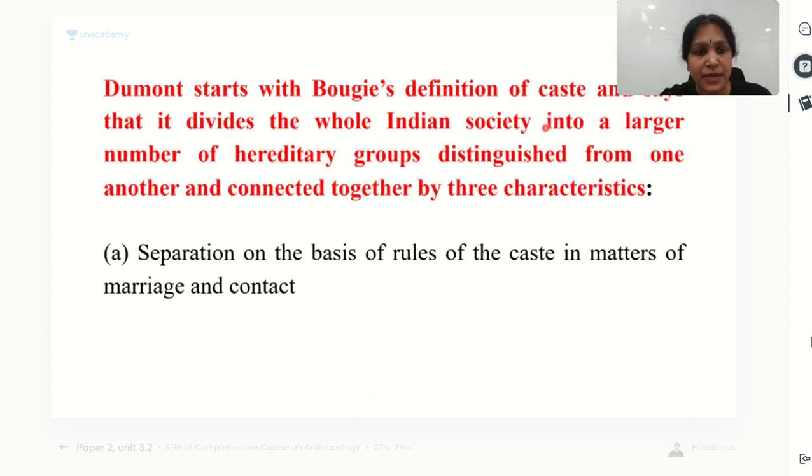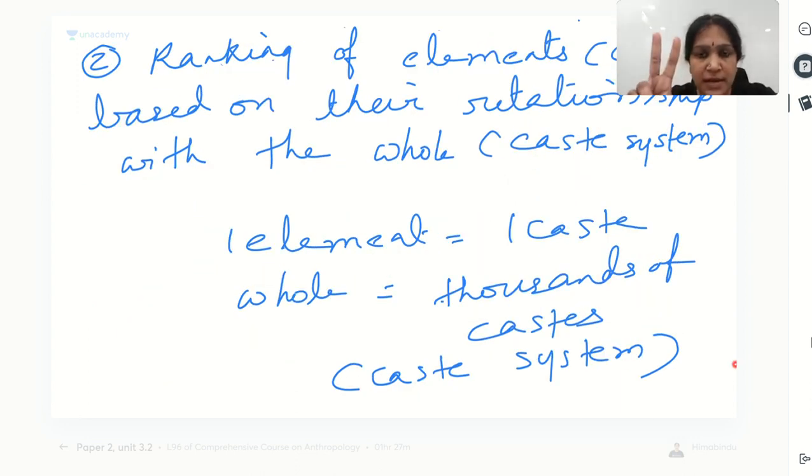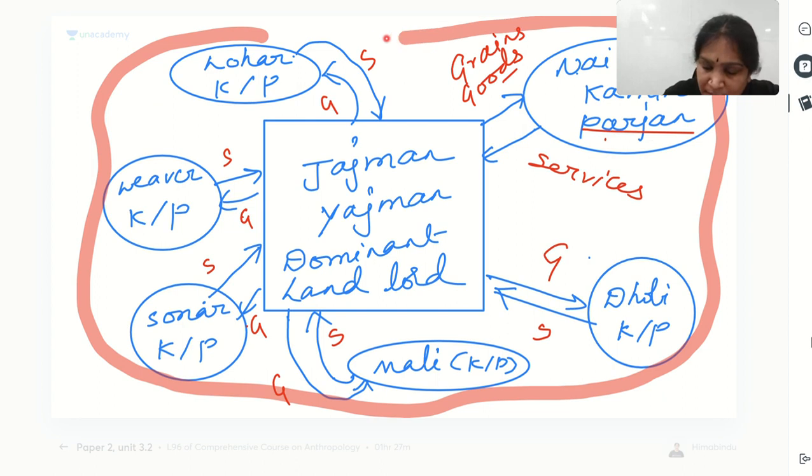Okay, fine. Now comes the last point. We have seen the second condition of hierarchy as ranking of elements based on the relationship with the whole. Then I asked you one question. This is the complete jajmani system. Is it clear? Look here, all of you. This is the whole jajmani system. Do you accept? Quickly, please, because it may get stuck again. At least I want to complete this. In this jajmani system, Nai, Dhobi, Mali, Sonar, Weaver, Lohar, all these are elements. This is the whole, and each one is an element.